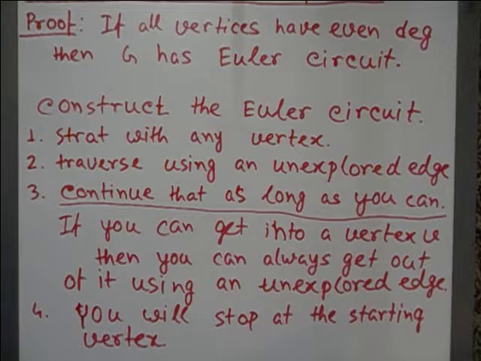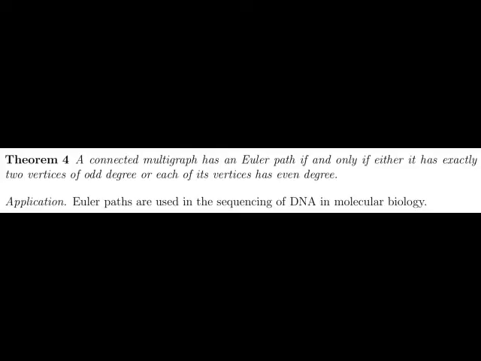And that concludes our proof that if a graph has an Euler circuit, then it has all its vertices of even degree, and if a graph has all vertices of even degree, then it has an Euler circuit. And that's the very simple test of Euler circuit in a graph. Next is Euler path. That's also simple.